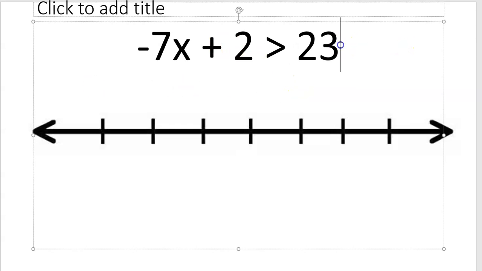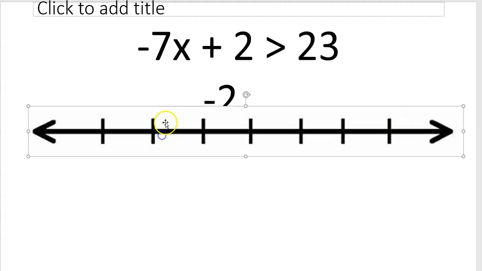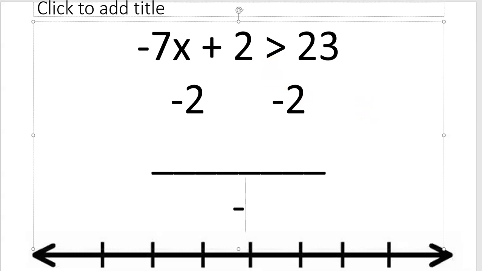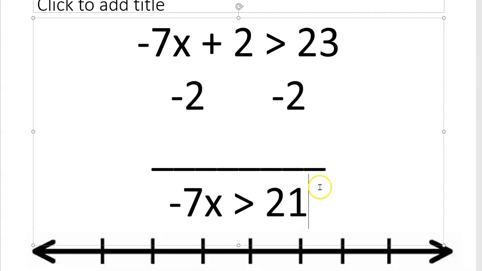Do one quick example here. Minus 2 here. Let me get rid of that picture here. And then minus 2 here. And that gives me negative 7x is greater than 21. And then I divide by negative 7.